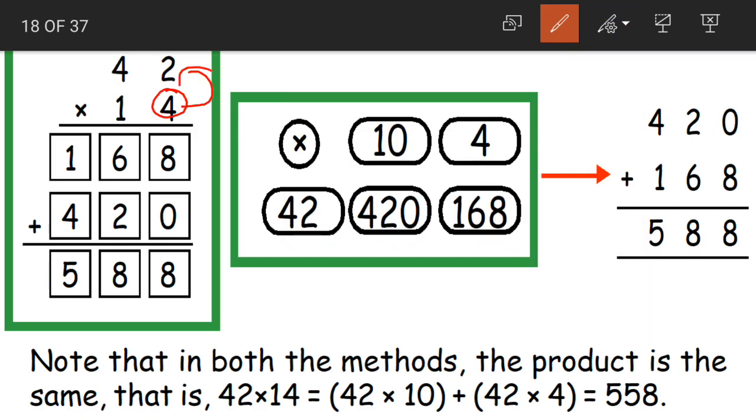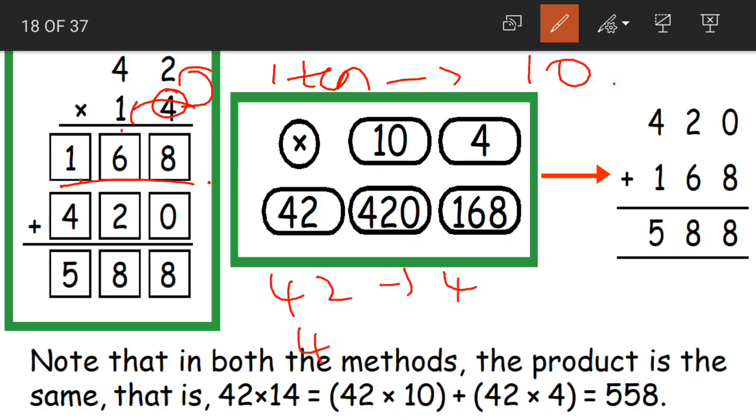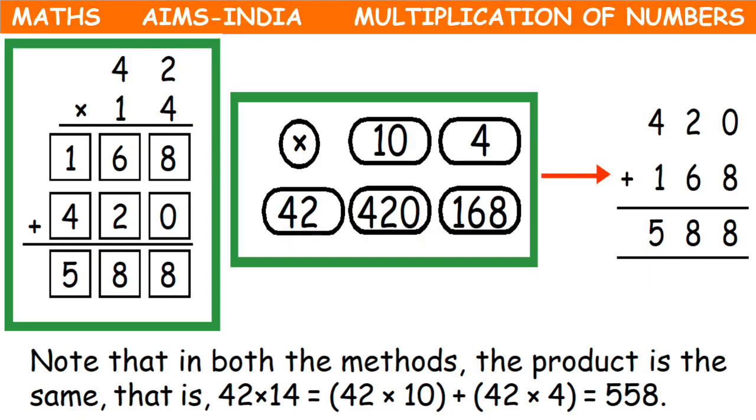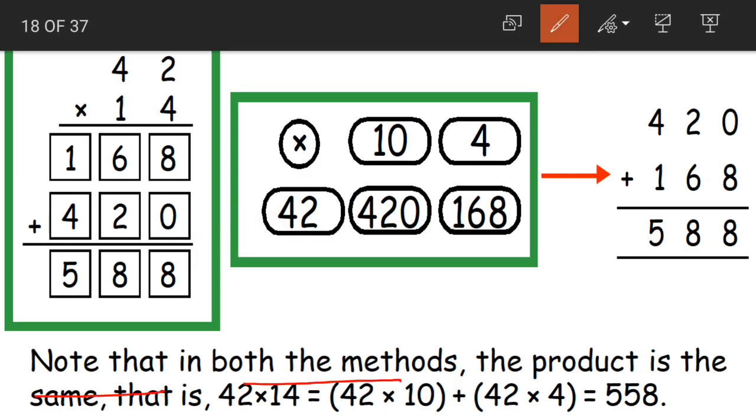What we'll do? First we'll multiply 42 by 4, which is in ones place, and then we'll multiply 42 by 1, which is in tens place. 1 in tens place becomes 10. So that is what we are doing here, right? Multiplying 42 by 4 and then multiplying 42 by 10. After that we'll add our partial products. Yes, that is what is explained to us in the form of an expanded form. Note that in both the methods the product is the same, that is 42 into 14 is equal to 42 into 10 plus 42 into 4.